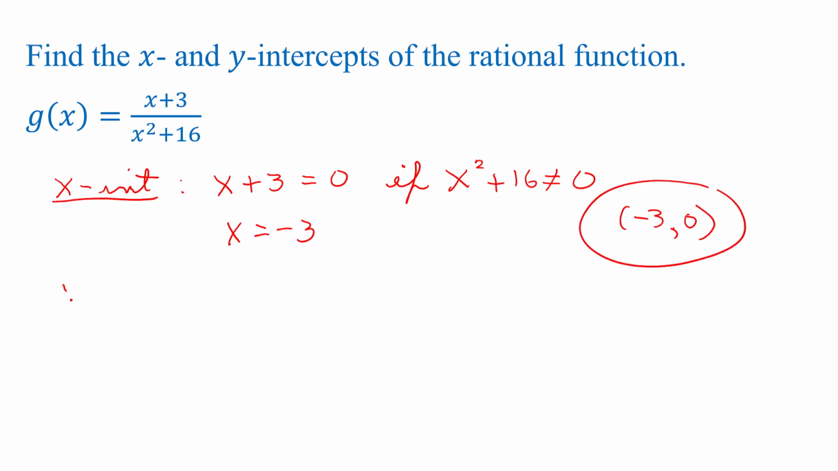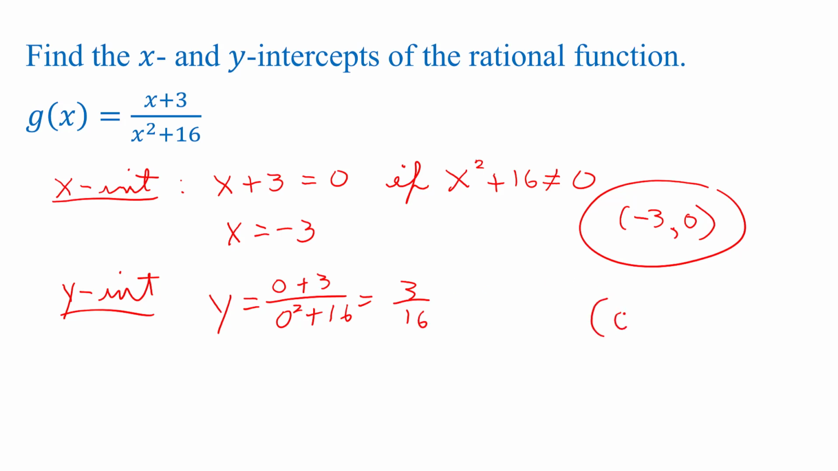For y-intercepts, we set x equal to 0 in our function. So we have y equals (0 plus 3) over (0 squared plus 16). Simplifying to get 3 over 16, we have a y-intercept of 0, 3 over 16.